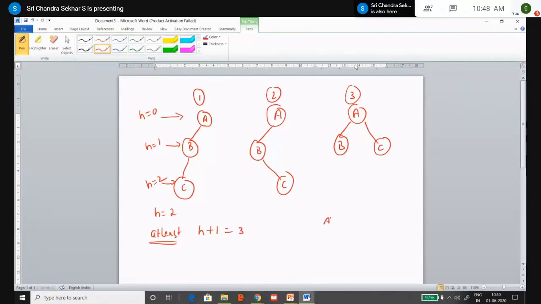If you draw one more diagram like this, A, B, C and D. So what is the height of this tree? Here A is at 0, this is 1, this is 2 and this is 3, right? So if h is equal to 3, at least how many nodes are present here? We have 4 nodes, right? Therefore the number of nodes, at least, should be h plus 1, that is equal to 4 nodes.